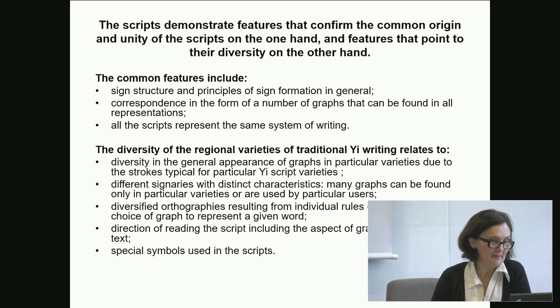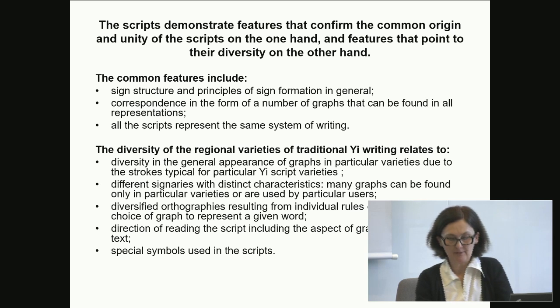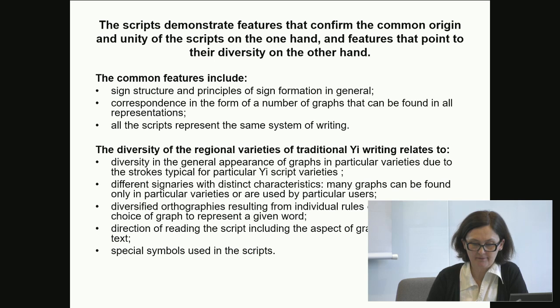And the diversity of the regional varieties of traditional Yi writing relates to diversity in the general appearance of graphs, in particular varieties, due to the stroke shapes typical for these varieties, different signaries with distinct characteristics. So many graphs can be found only in particular varieties or are used only by particular users. Diversified orthographies result from individual rules concerning the choice of graph to represent a given word. Direction of reading the script, including the aspect of graph's orientation in a text. And special symbols used in the scripts.